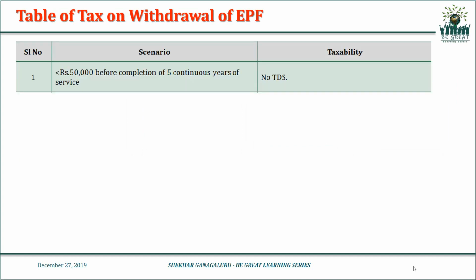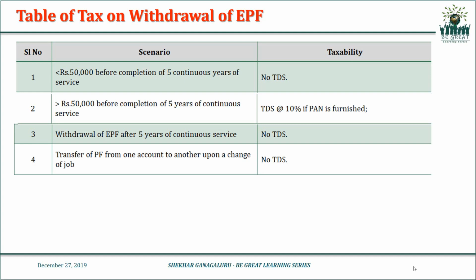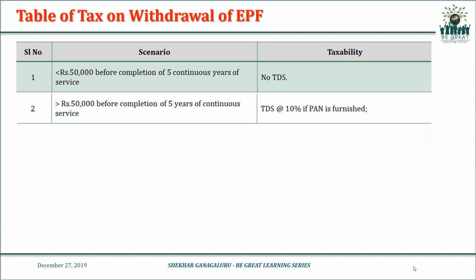Rates of TDS on PF withdrawal amount. Amount withdrawn less than 50,000 before completion of 5 years of continuous service: no TDS. However, if the individual falls under the taxable bracket, he has to offer such EPF withdrawal in his return of income. Amount withdrawn is more than 50,000 before completion of 5 years of continuous service: in such case, TDS at 10% is applicable if PAN is provided. If no PAN is provided, TDS will be deducted at the rate of 30%.